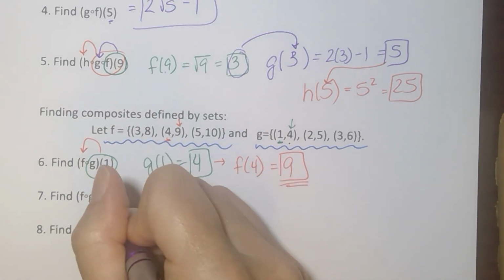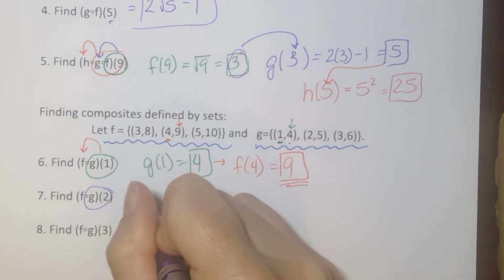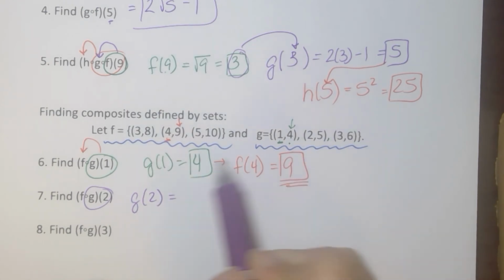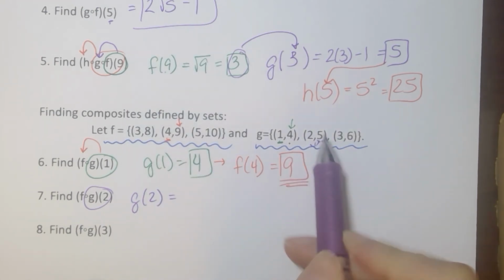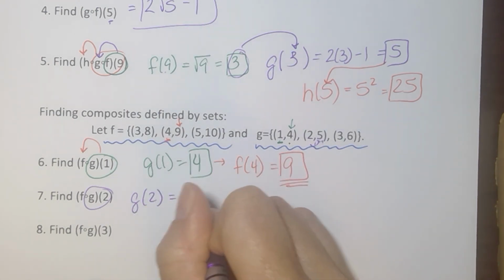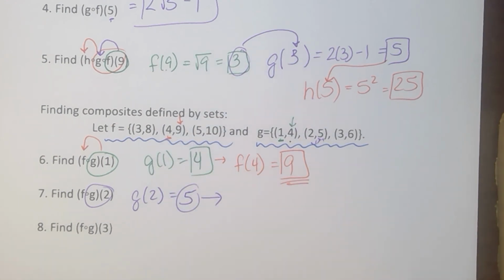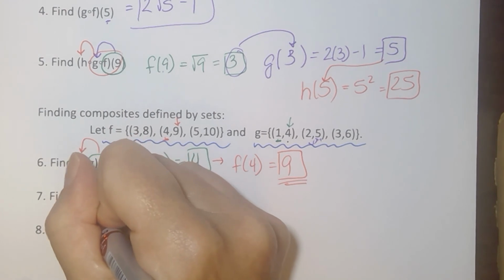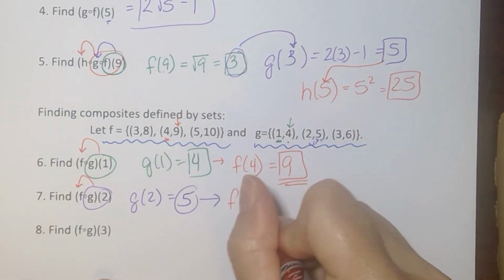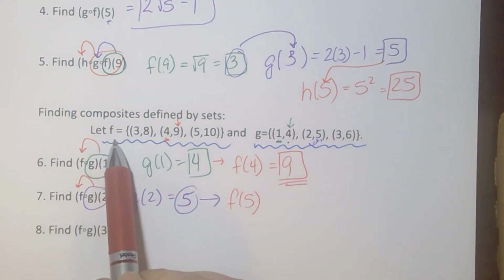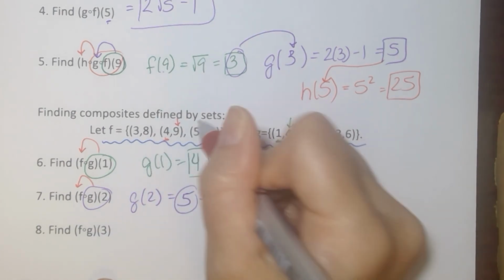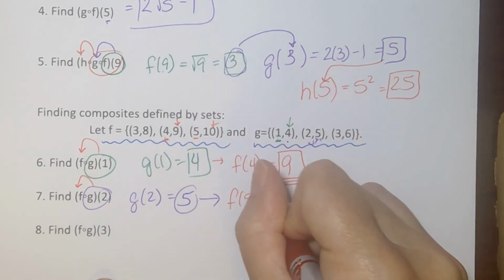We start at the end, g of 2. So function g, where the x coordinate is 2, that is paired with the output 5. That output becomes the input for the next function. I plug that into f, so f of 5. I go to my f function, I find where x is 5, and that output is 10.